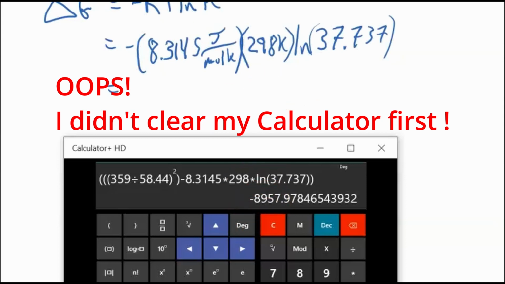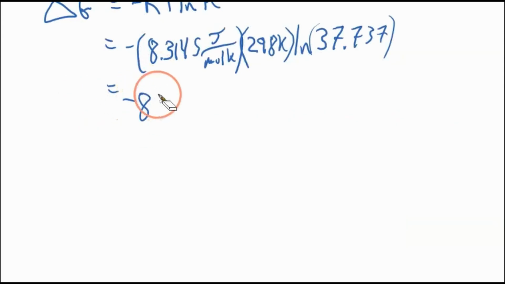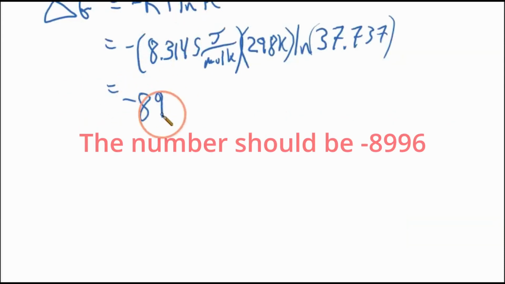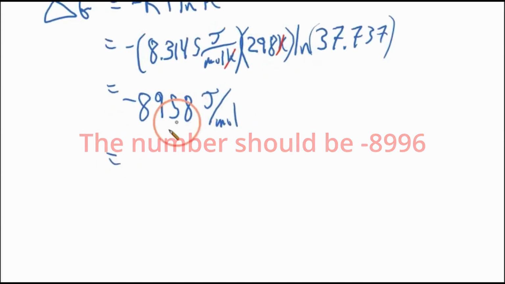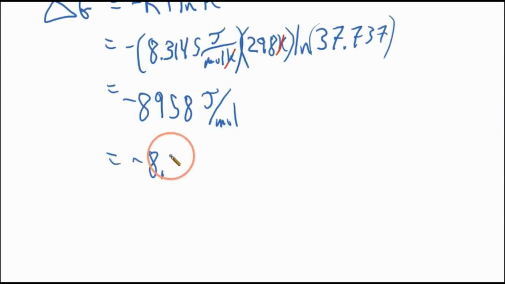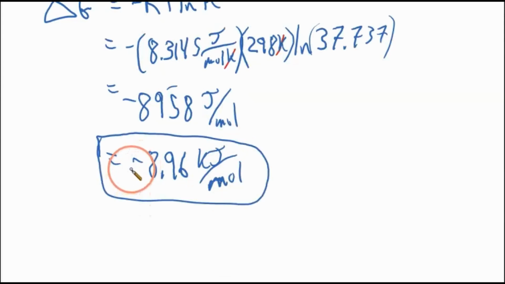Negative 8958, so negative 8958. And our units are joules per mole because Kelvin cancels out. So joules per mole, or if we put in kilojoules, negative 8.96 kilojoules per mole. All right, so delta G is negative, which means the dissolving of salt is a spontaneous process at room temperature and at 25 degrees Celsius and at 1 bar.